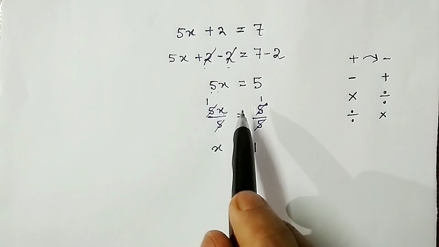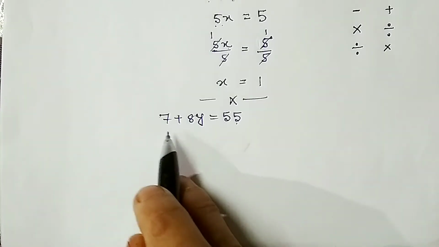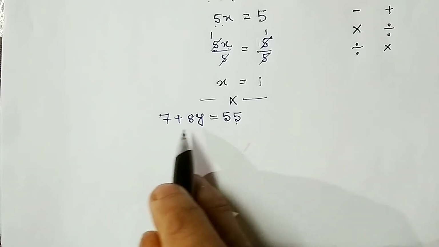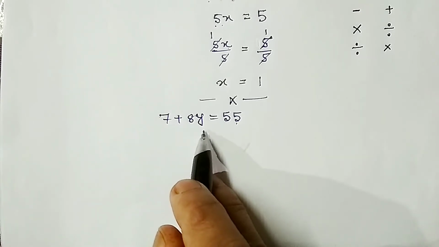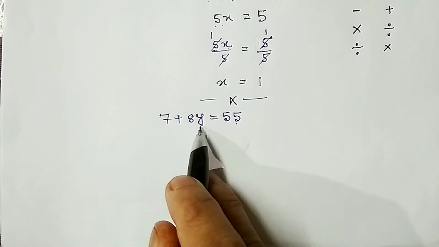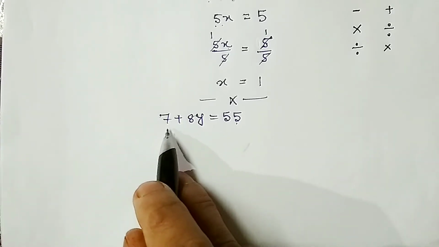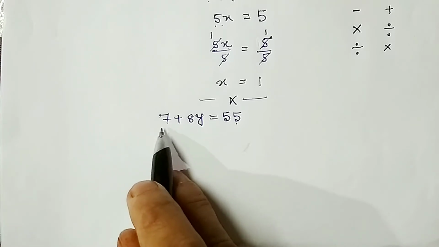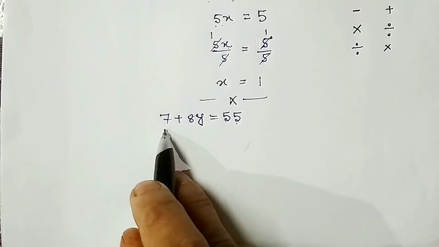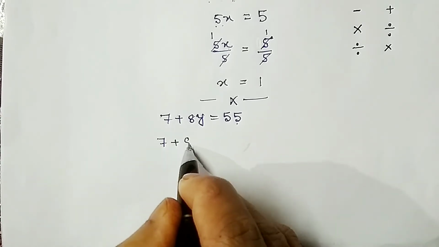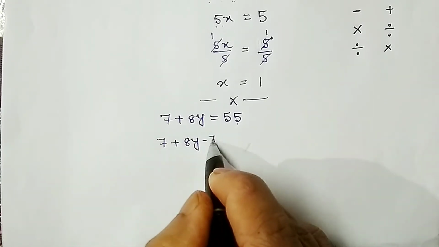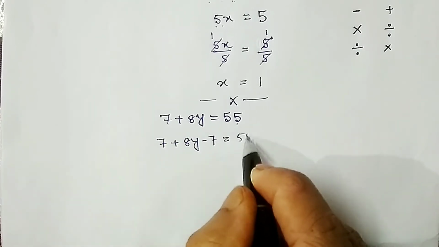Let me give you another example. Here, the equation is 7 plus 8y equals 55. And we have to find the value of y. And here we are going to use the previous technique, that is method of balancing. Here we can see this y is kidnapped by 8 and 7. I have to kill this 7. And since it is plus 7, we have to bring minus 7, because minus 7 is the enemy of plus 7. So 7 plus 8y minus 7 equals 55 minus 7.